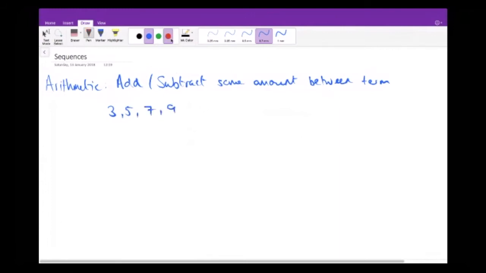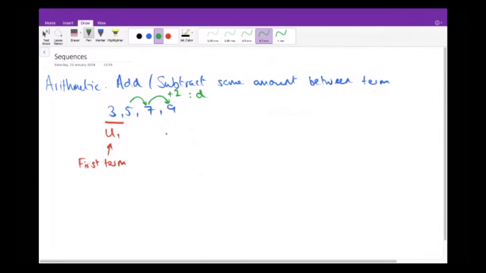Now, to describe an arithmetic sequence, we need to have two terms identified to be able to help us. We need the first term, which we give the symbol U1. And then we also need the thing that we're adding or subtracting, and that's what we call our common difference. So for this one, the common difference would be +2. So that would be what we label D. Okay, and that is basically it for an arithmetic sequence.